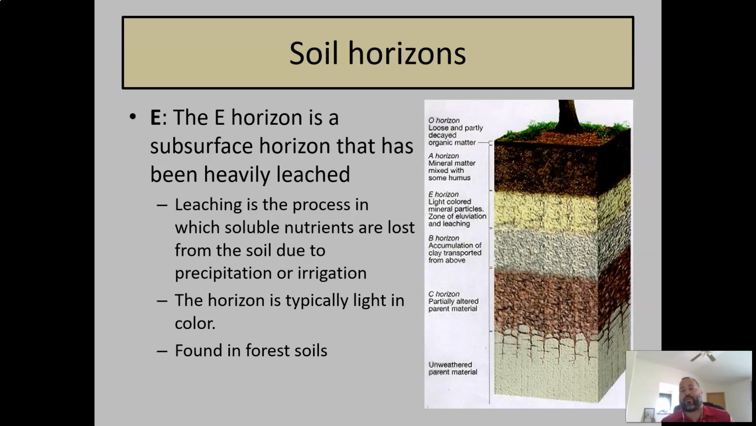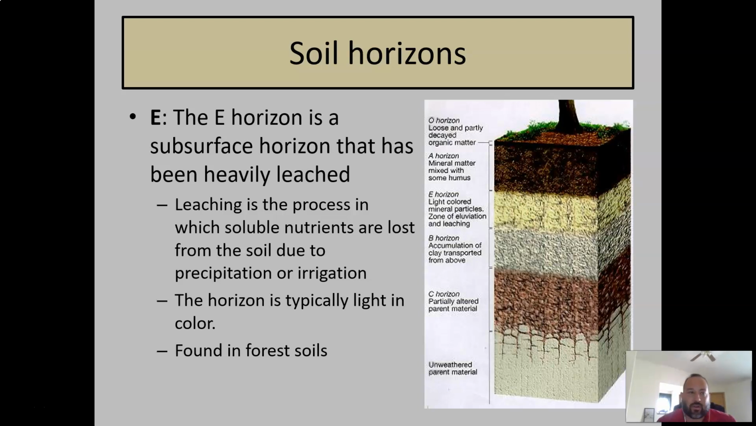The A layer is full of a lot of nutrients. That's why you get a lot of plant roots in there, because that's where all the nutrients are. But if precipitation or irrigation is forcing those nutrients farther down, then you're going to end up with this E layer, a light colored layer, because all the nutrients have leached out and leached down into the next layer. But this is only found in forest soils.